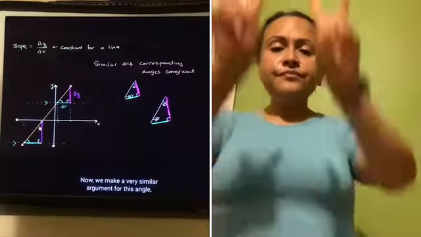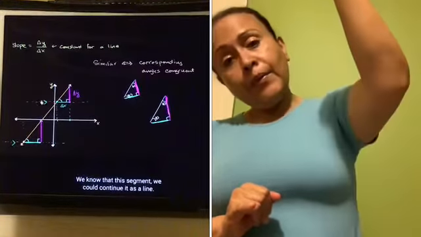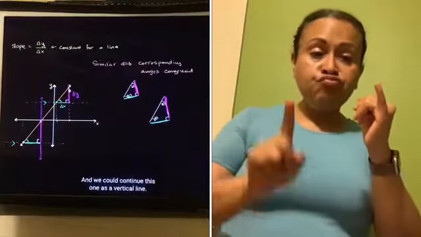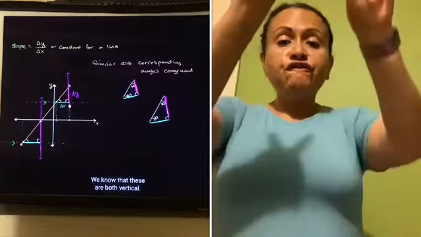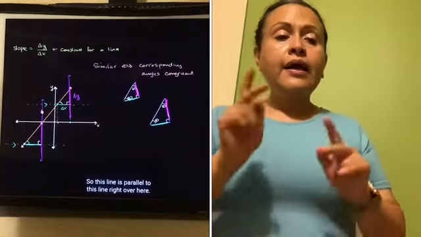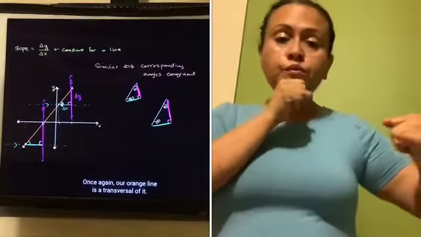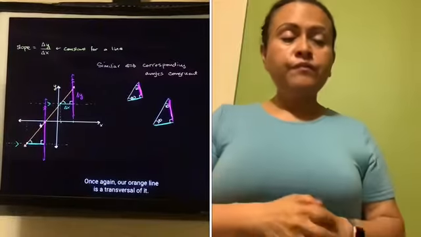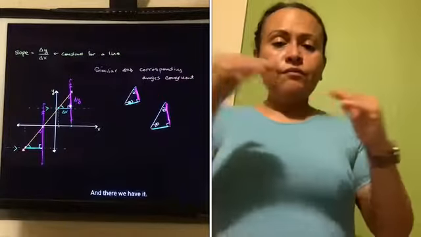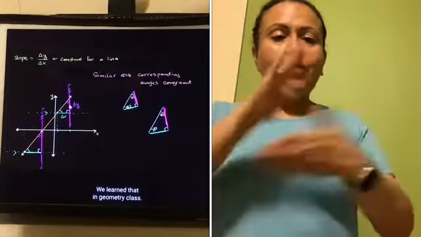Now we make a very similar argument for this angle, but now we use the two vertical lines. We know that this segment, we could continue it as a line. So we could continue it if we wanted as a line, just like that, a vertical line. And we could continue this one as a vertical line. We know that these are both vertical. They're exactly in the y direction, the vertical direction. So this line is parallel to this line right over here. Once again, our orange line is a transversal of it, and this angle corresponds to this angle right over here. And there we have it. They're congruent. Corresponding angles of a transversal of two parallel lines are congruent. We learned that in geometry class.